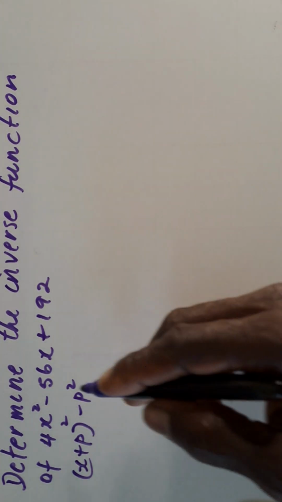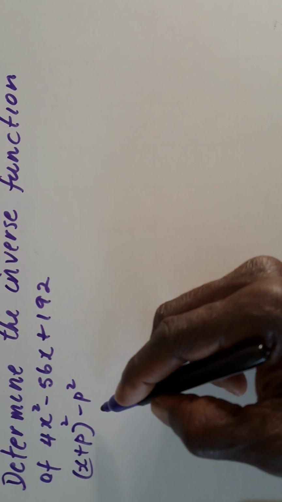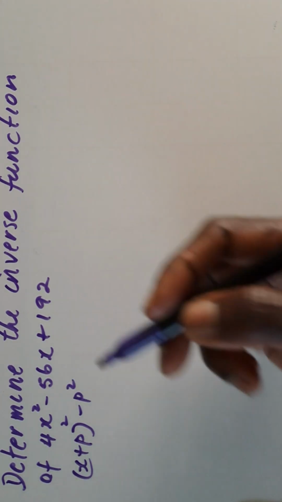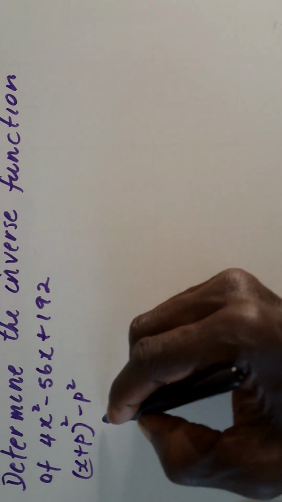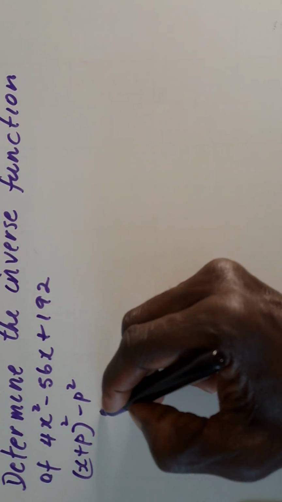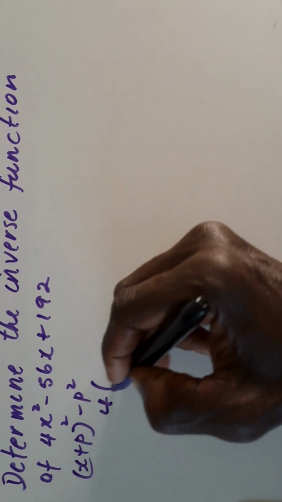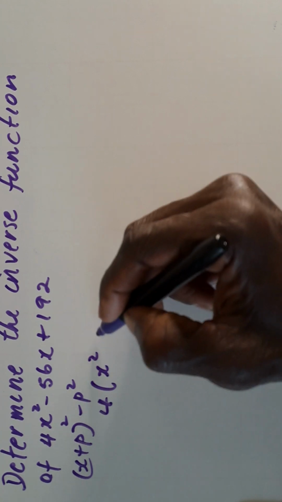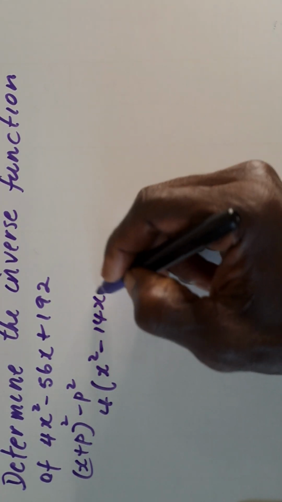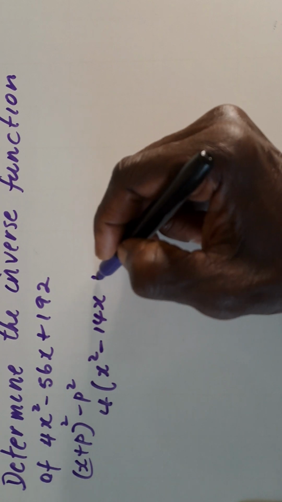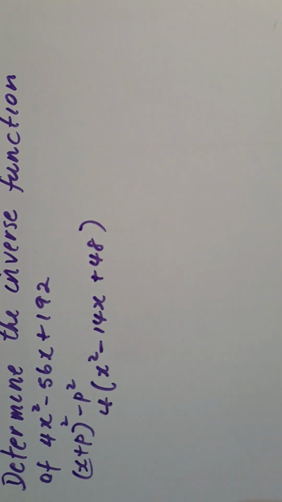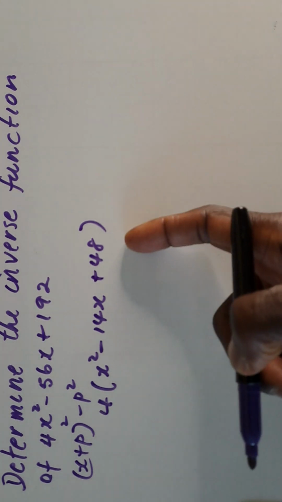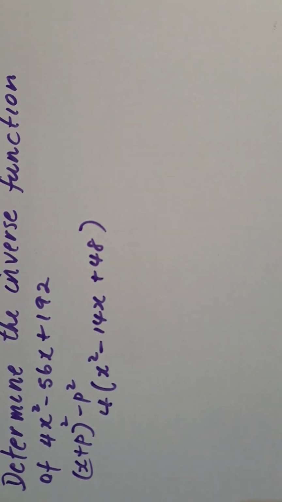Now first we have to take out the factor of 4 because we want it to be in the form of x squared and not ax squared. So we'll have 4 brackets x squared minus 14x add 48. So I've just factorized this, taking a factor of 4 out. Now we can apply the completed square form to x squared minus 14x add 48.